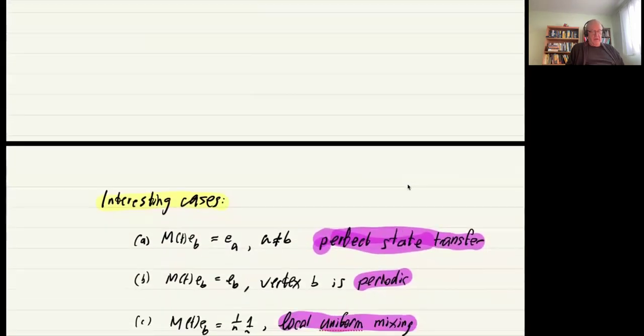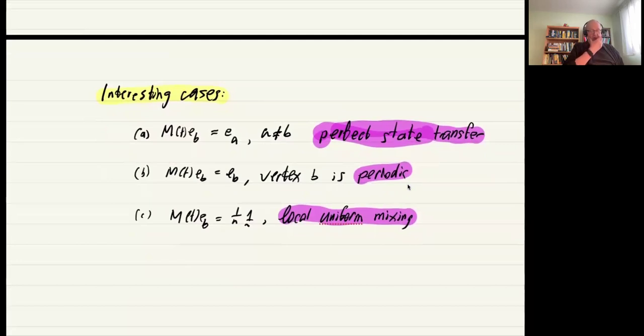So let me go on. This is summarizing my interesting cases. One possibility is that the B column of the MFT is just equal to the standard basis vector E sub A. Now, if A is not equal to B, in that case, we say we have perfect state transfer. Another possibility is that the B column of the MFT is just the standard basis vector EB. In this case, we say we're periodic. And the third case is that the B column is 1 over n times the all-ones vector. And in this case, we say we have local uniform mixing.